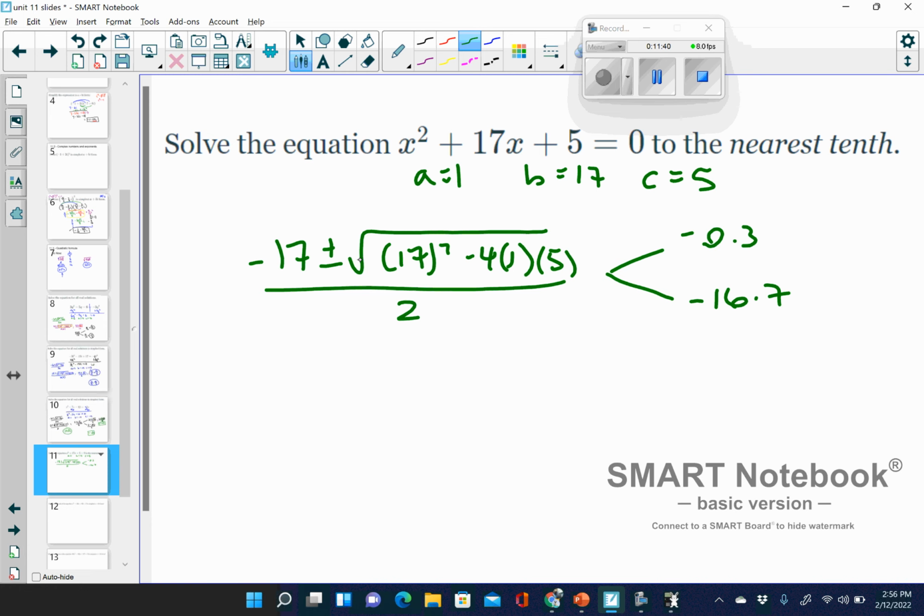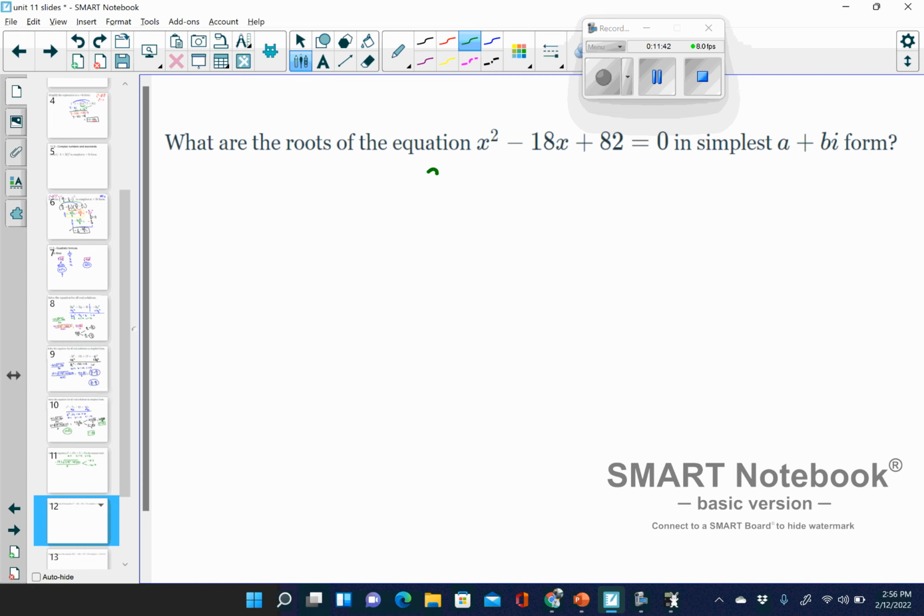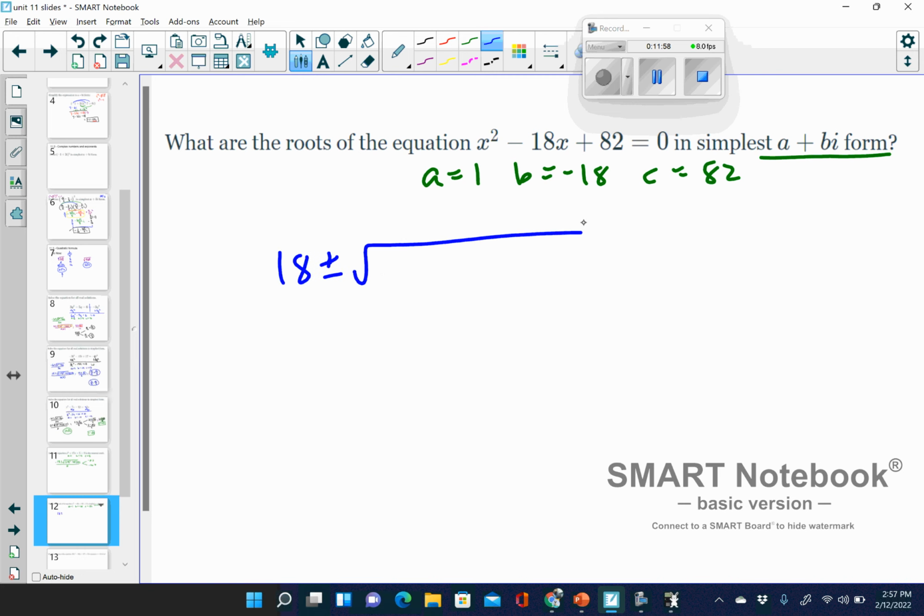All right, next one over here, this says in simplest A plus Bi form. So our A is equal to 1, B equals negative 18, C is equal to 82. I don't know why they use big numbers, but oh well. So the opposite of B is 18 plus or minus the square root of negative 18 squared minus 4 times 1 times C, which is 82, all over 2 times 1, which is just 2.